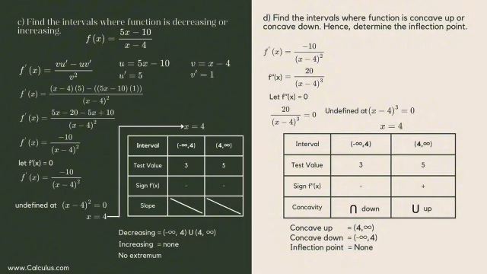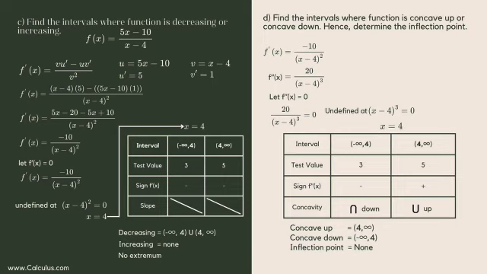Right, for question C, find the interval where the function is decreasing or increasing. Let's take the original function, f of x equals 5x minus 10 over x minus 4. To find where it is decreasing or increasing, you have to differentiate the function. First we let u equal 5x minus 10 and differentiate it. We get u prime equal to 5, and then we let v equal x minus 4, and we get v prime equal to 1, and we substitute all of this into the formula.